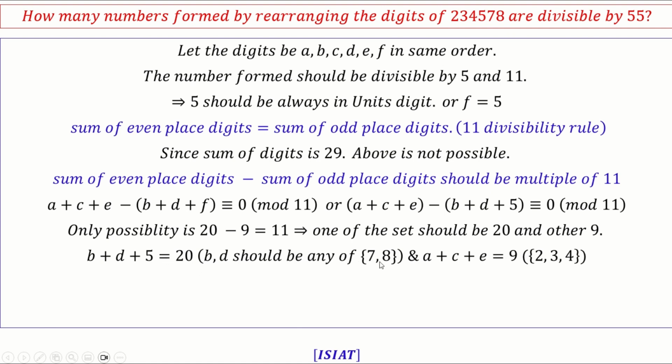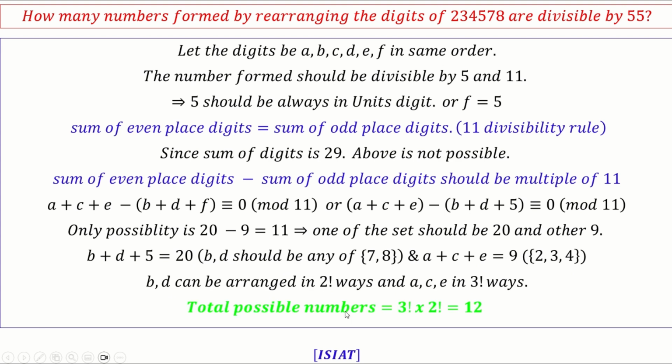Okay, B and D can be any of 7, 8, and A, C, E can be any of 2, 3, 4, which sum up to 9. B and D can be arranged in 2 factorial ways, and A, C, E can be arranged in 3 factorial ways. So the total possible numbers are 3 factorial into 2 factorial, which is 12. This is a pure number theory question, very nicely asked from permutations and combinations.